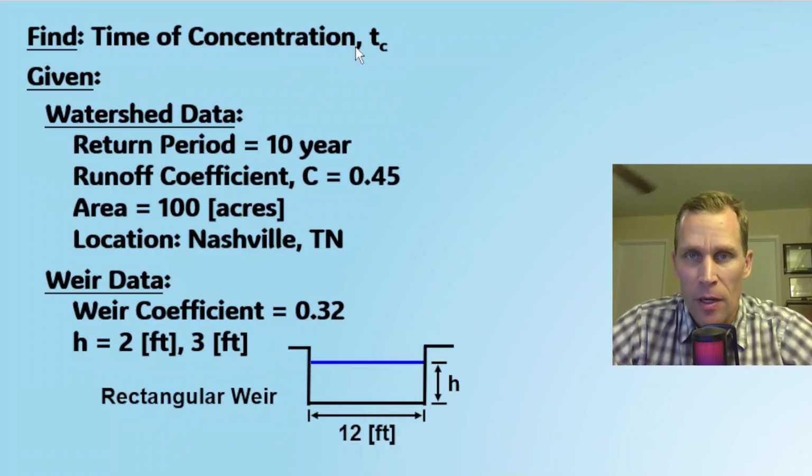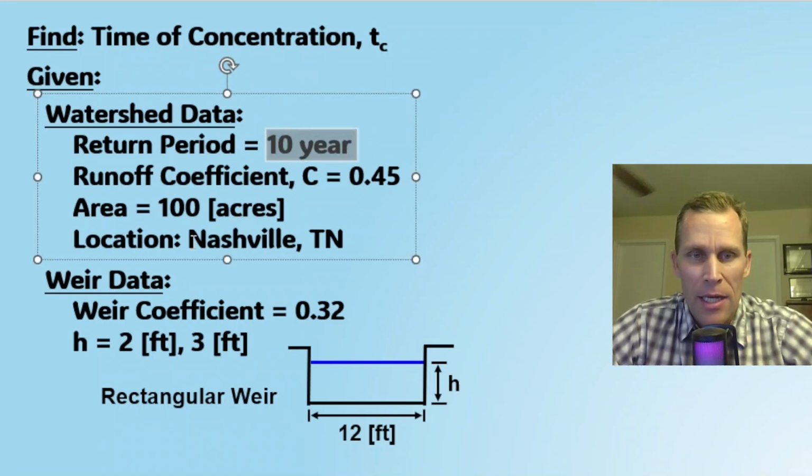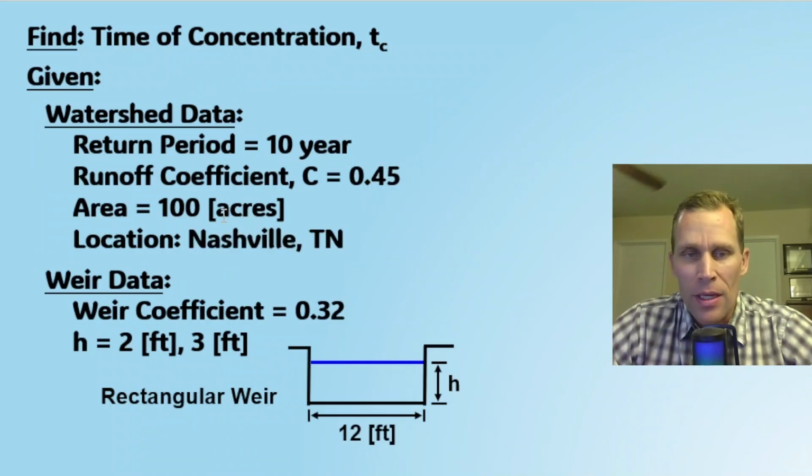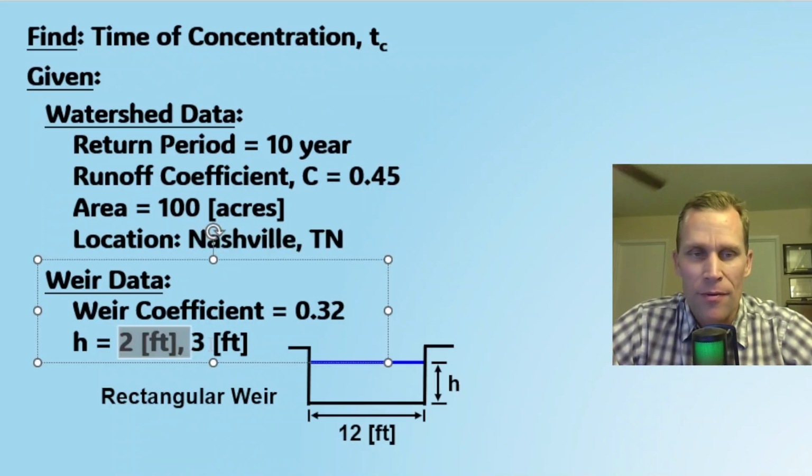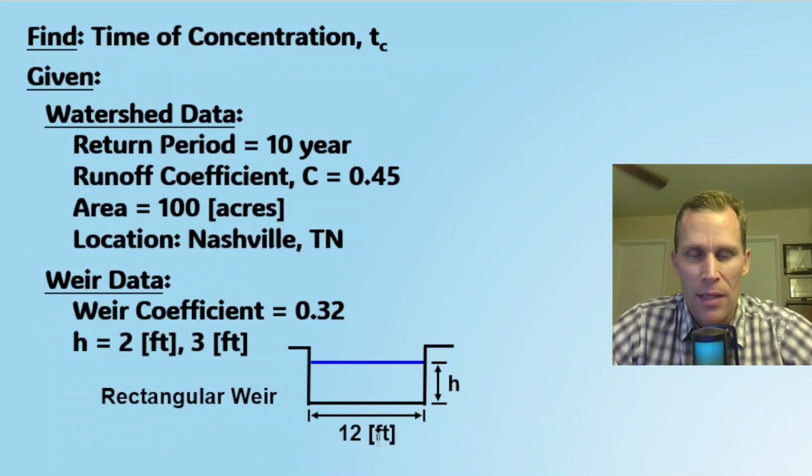First, we're finding the time of concentration. Below that, we've been given some watershed data and some Weir data. The idea here is during a 10-year storm event over Nashville, Tennessee, that flow rate is going to run through this weir. We have two different values for H on the weir, that's the height through this rectangular weir with a given base width of 12 feet.